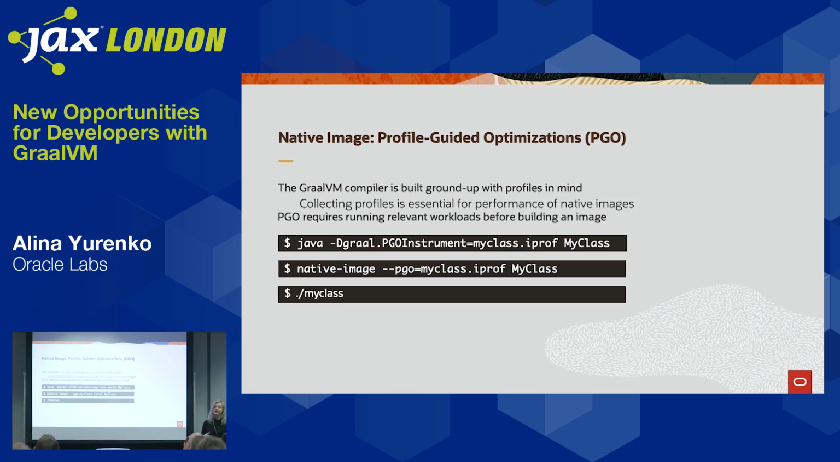So what we can do is collect the profiles of how your application behaves and feed them to our native image utility, so we can kind of have this information from the future about application behavior. We can optimize based on your application's exact profile. And you can enable it like this.